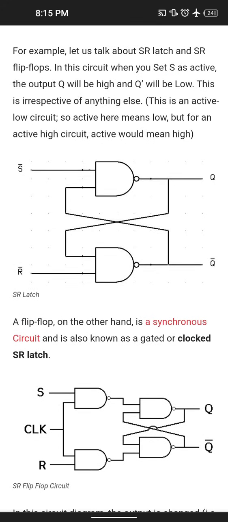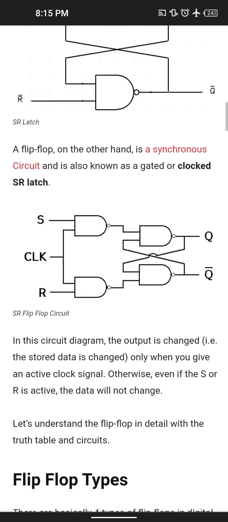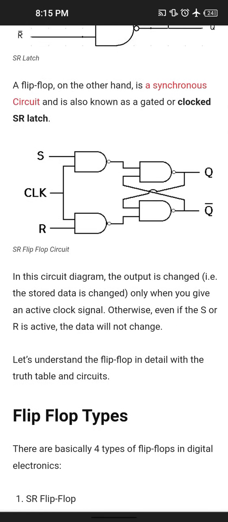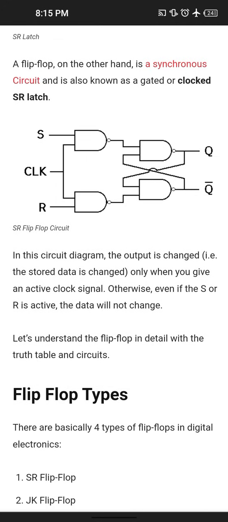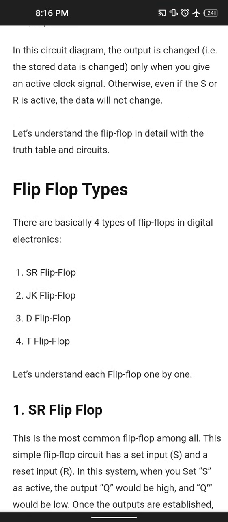On the other hand, the synchronous circuit is known as a gated or clocked flip-flop (SR flip-flop). In this circuit diagram, the output is changed only when you give an active clock signal. Otherwise, if S or R is active, the data will not change. When the clock is high, the circuit produces the output. When the clock is low, the circuit will not pass the output.